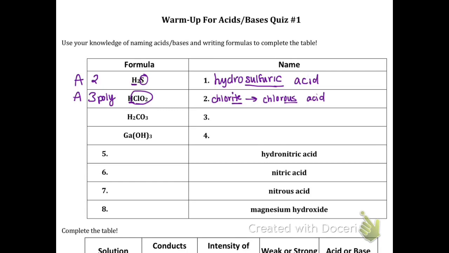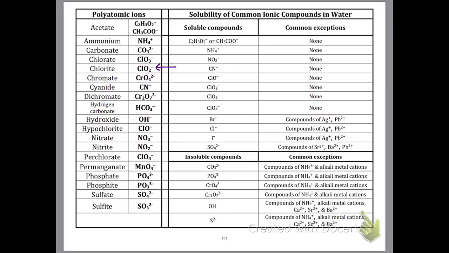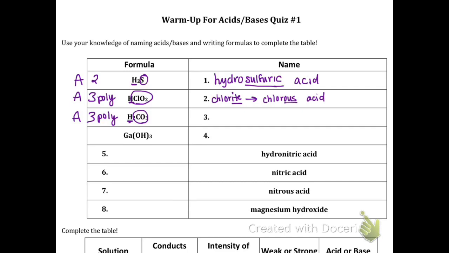Okay, next you have an H in the front, so you know it's an acid. There's 3 elements, so we know that there is a polyatomic. So you're going to look for CO3. CO3 is right here. It's carbonate. So I'm just going to go ahead and write carbonate here. When your polyatomic ends in ate, you're going to change it to ic, like I ate something icky. So this is going to turn into carbonic acid.